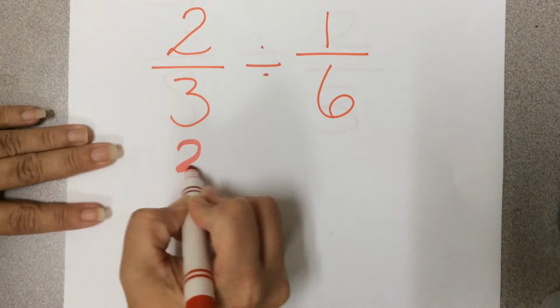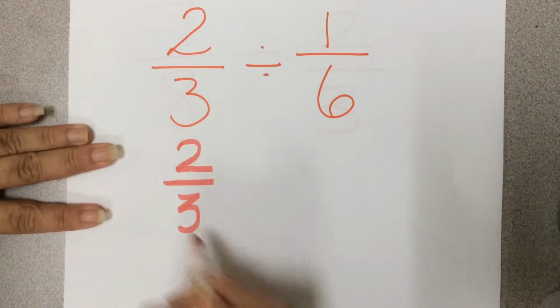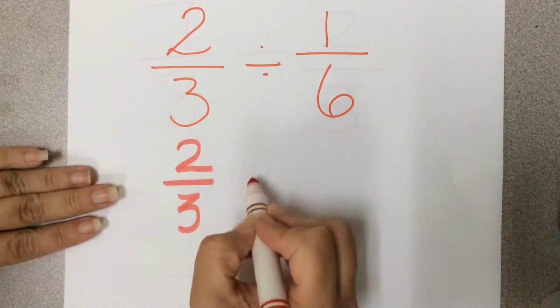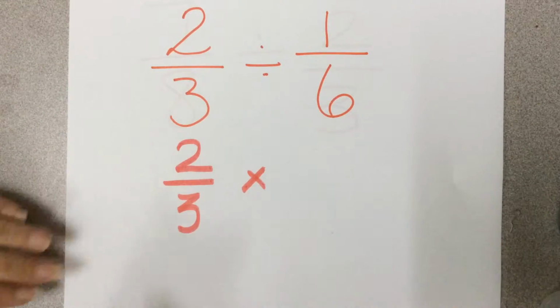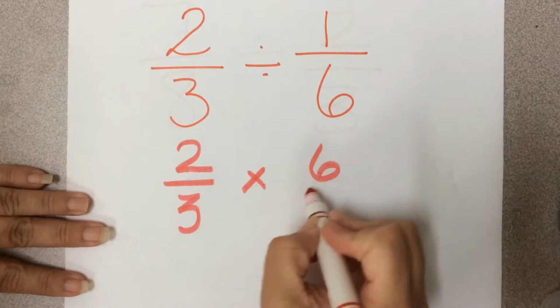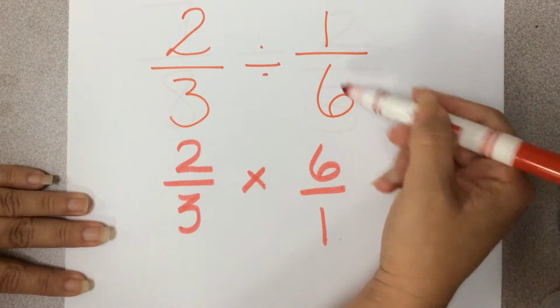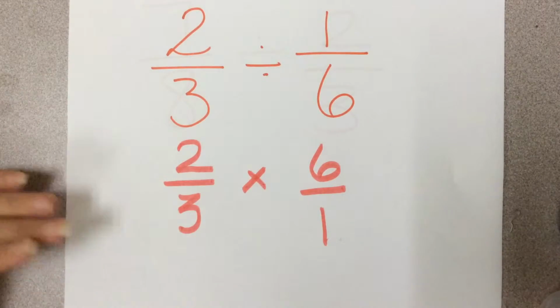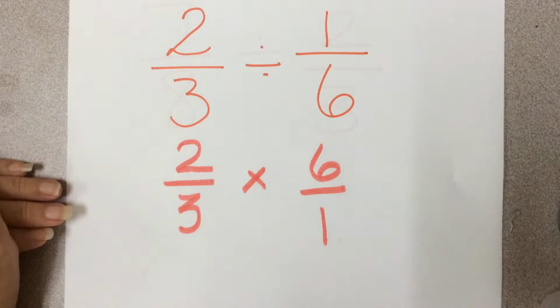So I'm going to rewrite 2/3 up underneath. I'm going to change that division sign to a multiplication sign. And then I'm going to flip the second fraction to its reciprocal. Okay, so if I flip 1/6, it becomes 6/1. Now I'm going to use those rules to multiply.